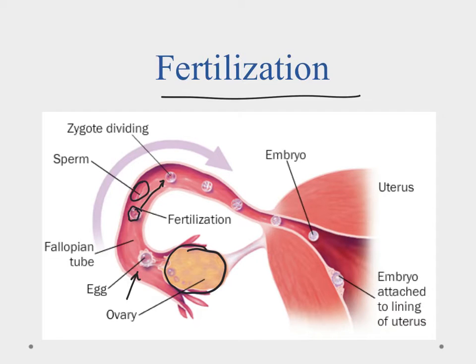It starts to divide as it travels down the fallopian tube to becoming an embryo. When it is an embryo, it reaches the uterus, and it's in the uterus that it will attach. And that's where this process of development then occurs.